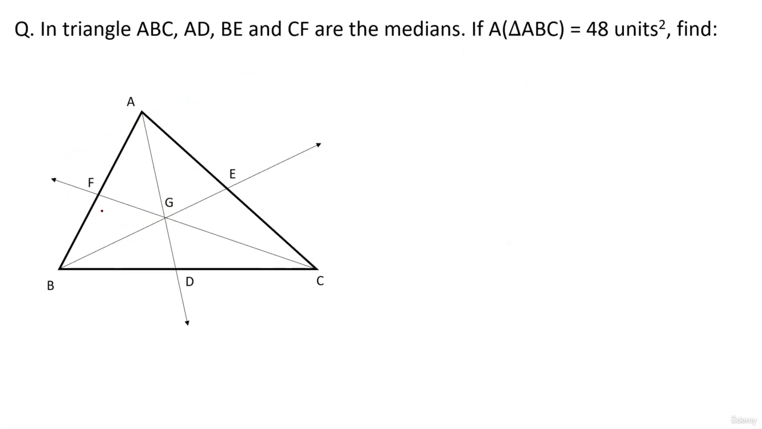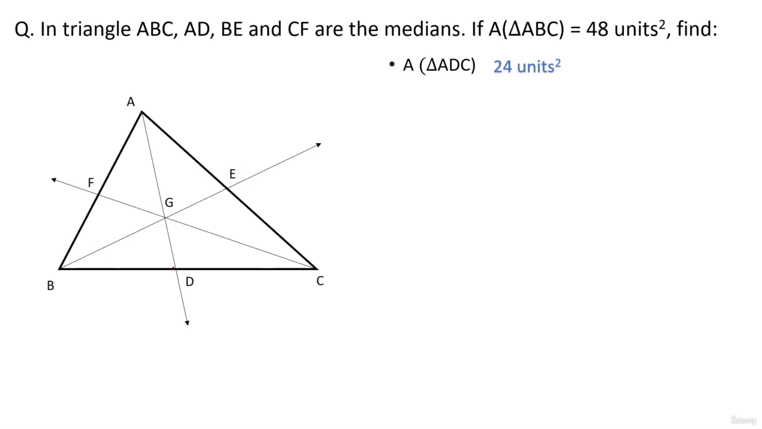In triangle ABC, AD, BE, and CF are the medians. If the area of triangle ABC is 48 units square, find first the area of triangle ADC. Okay, a median divides the triangle into two halves. So about the median AD, the triangle will be divided into two pieces. Both will have the same area, 24 units.